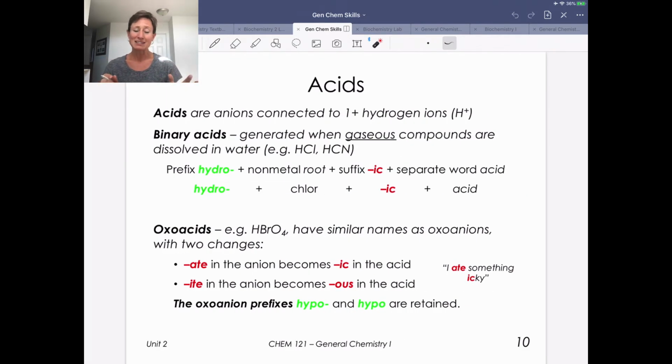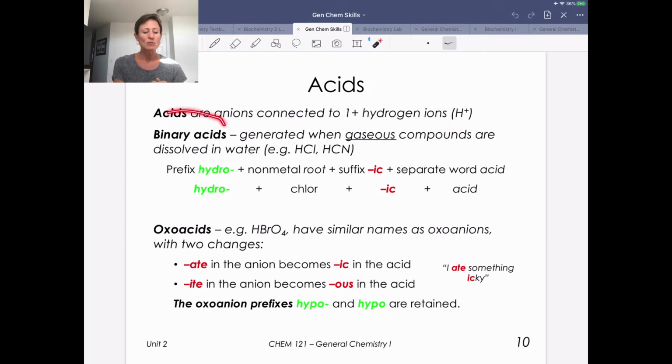All right, the last thing here, and this is where we really start getting in the weeds. We're not going to name a ton of acids. So if you're starting to feel overwhelmed, just leave acids for a little bit. It might be one that you'll get wrong, but again, we're not going to have a ton of acids, but we do need to know how to name acids. So acids we defined as any anion that's connected to a +1 hydrogen ion, this H+. We call that a proton.